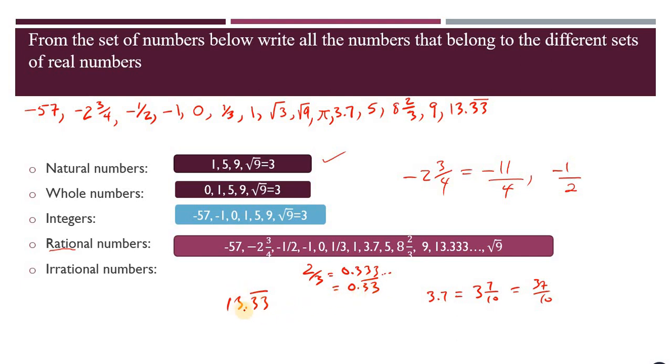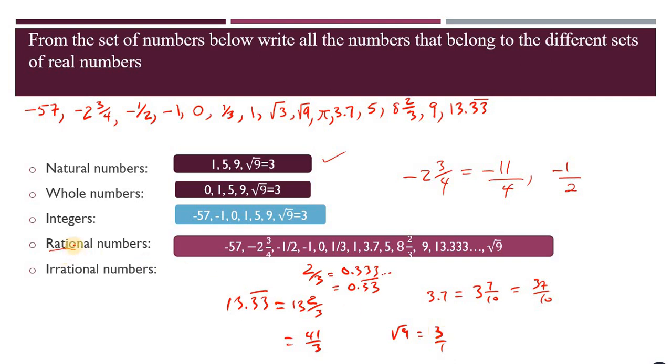So this 13.333 onwards can be written as 13 and 2/3. And of course that can be converted to 41 over 3, since 3 times 13 is 39, plus 2, 41 over 3. So we have an integer in the numerator as well as the denominator. And square root of 9, that's actually 3, which of course can be written as an integer in the numerator and in the denominator. So we have 3 in the numerator and 1 in the denominator. These are integers, and so this is a rational number.